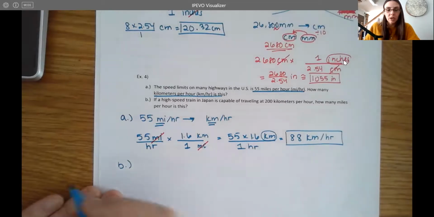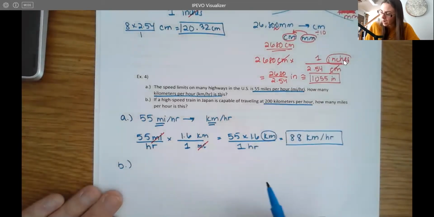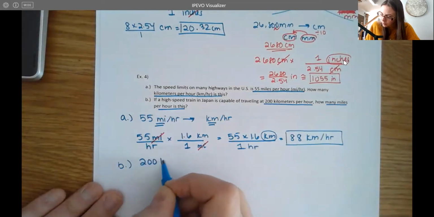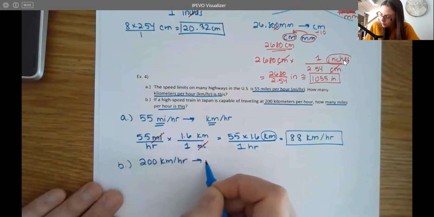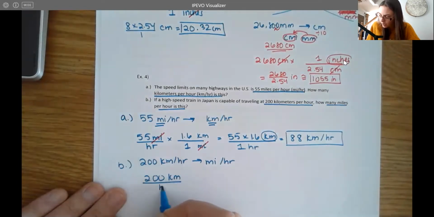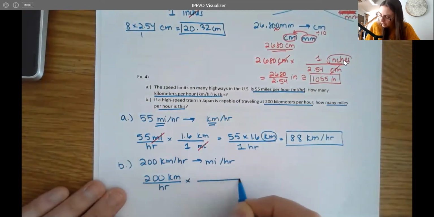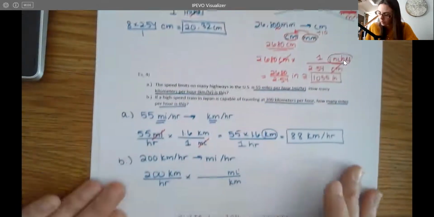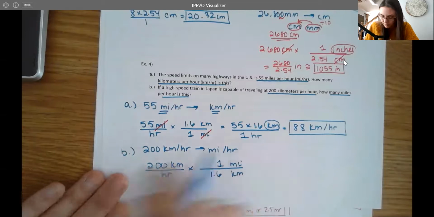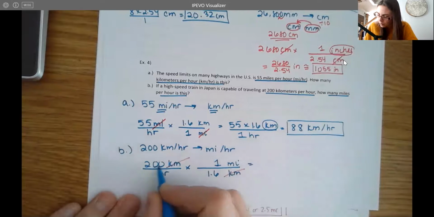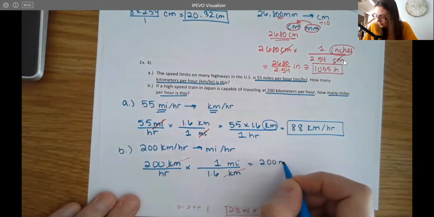Now, a high-speed train in Japan is capable of traveling 200 kilometers per hour. And we want to know how many miles per hour this is. So this time I'm going from 200 kilometers per hour to miles per hour. So I have 200 kilometers per 1 hour. And again, I want to go to miles, so I'm getting rid of kilometers. And if I go back up top, I see that 1 mile is 1.6 kilometers. So 1 over 1.6. Kilometers will cancel out. 200 times 1 is just 200.